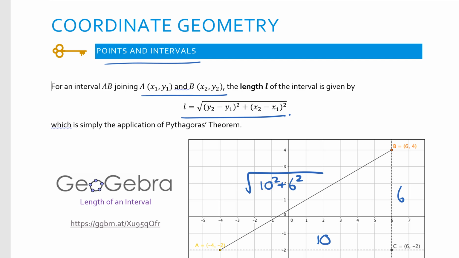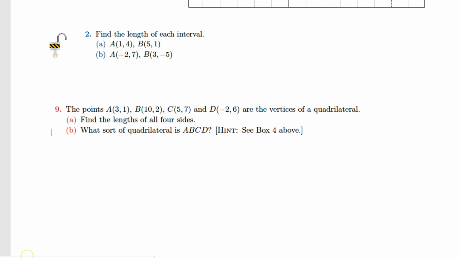And it's a little misleading, so I've written it with the y's first, but it doesn't have to be that way. It can be the x's. The main thing is to recognise we want the difference in the y values and the difference in the x values as the thing that we're squaring. So let's have a look at these examples. Now I'm only going to do one of these two.